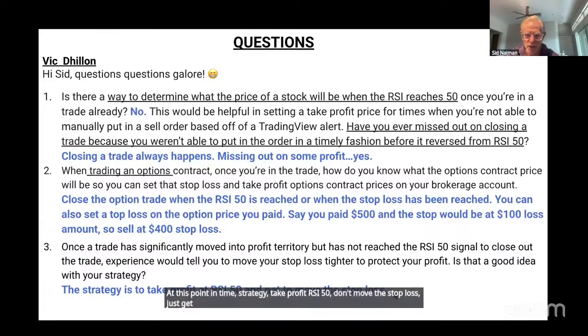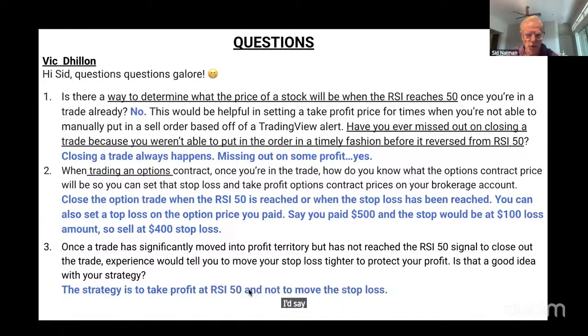I've seen many times where it goes up, you'd have more profit, but just as many go down and you lose profit. And if you get stopped out, you lose a little bit of the profit. So right now, I'd say no. The rule says get out at RSI 50.